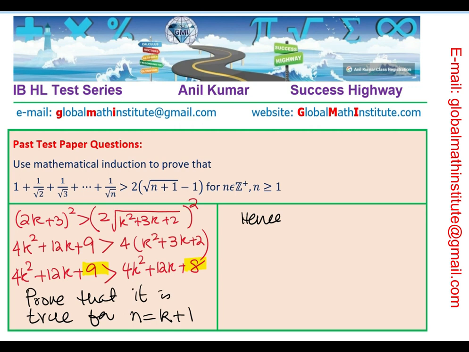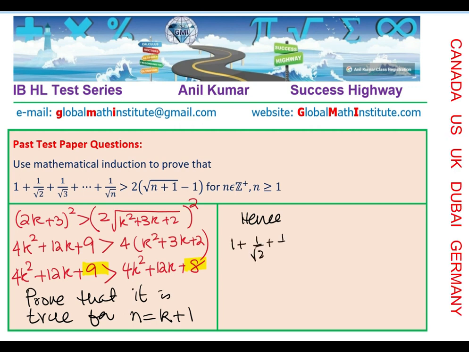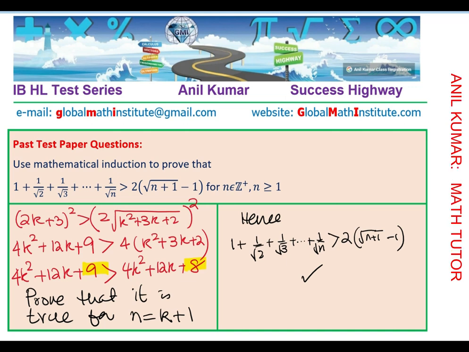Hence, we have 1 plus 1 over square root 2 plus 1 over square root 3. So, by the method of induction, we have shown that this formula really works, right? Is that clear to you? So that is how we can do it. So in this series, we have taken up many examples where we have exploited this method of induction. We will also extend it for different examples.